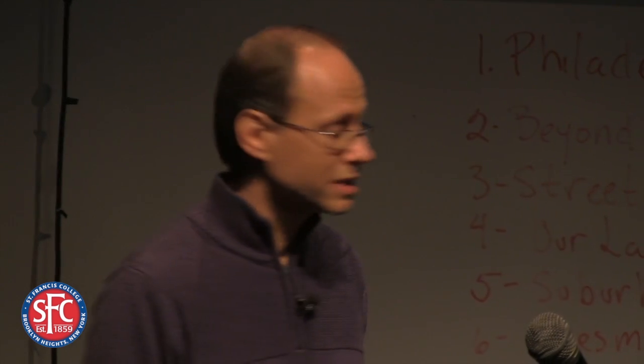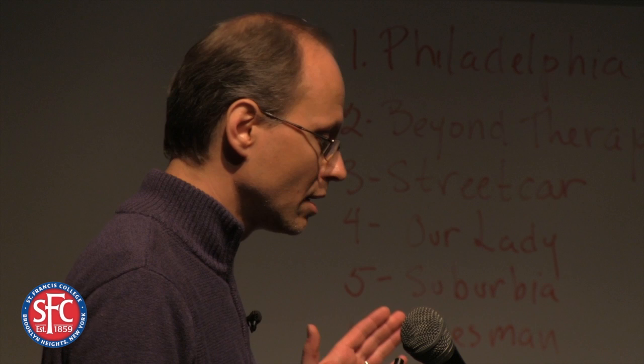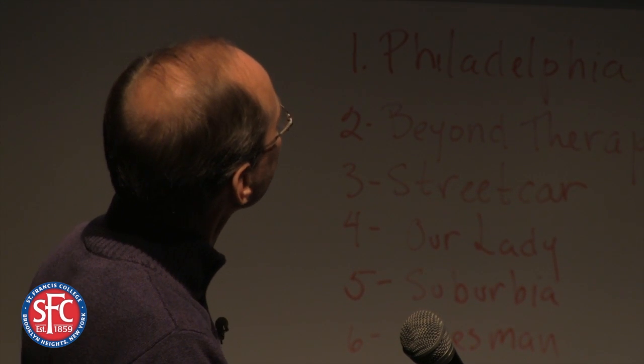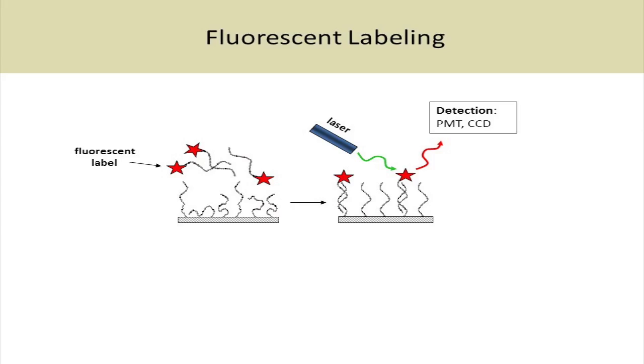And then, of course, the other big function of a sensor is that once the binding takes place, you have to be able to see that it's really happened. So you have to be able to transduce the binding event into some kind of a signal.